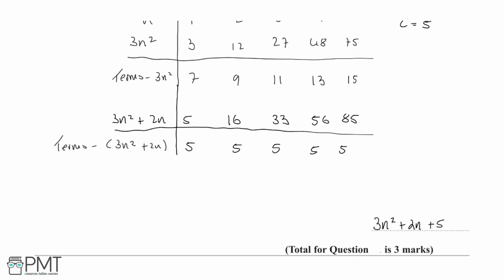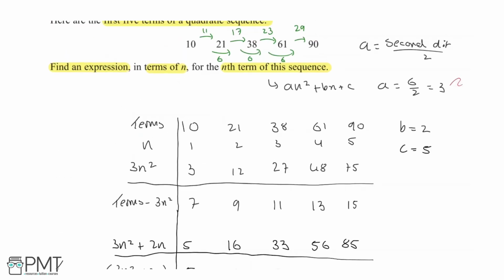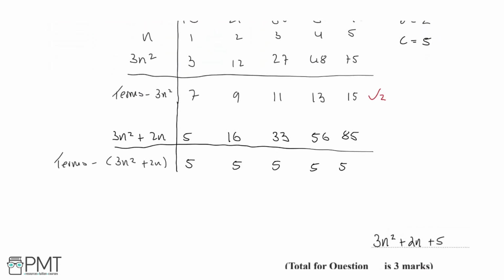This question is 3 marks. The first mark comes from a correct start to the method to find the nth term, so finding the second difference of the n squared, as we have done here. The second mark comes from getting that the coefficient of the quadratic term is 3, and getting the sequence 7, 9, 11, etc. So here is your second mark. Your third and final mark comes from getting the correct final answer.